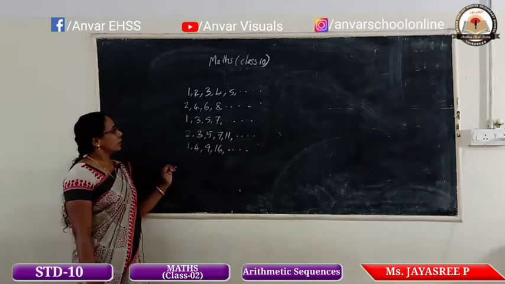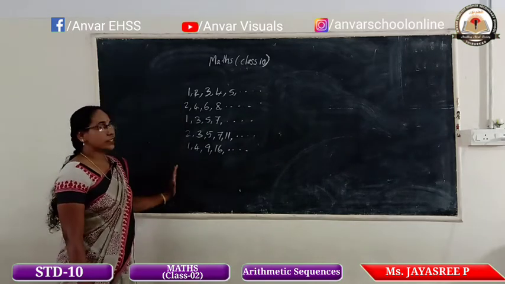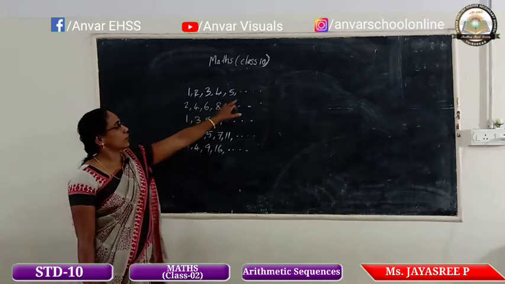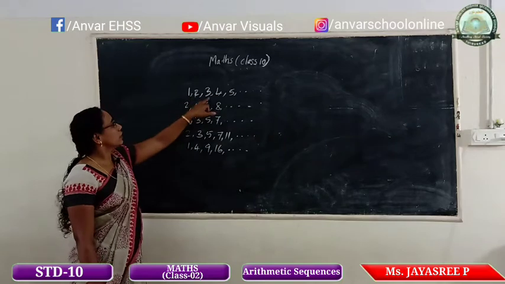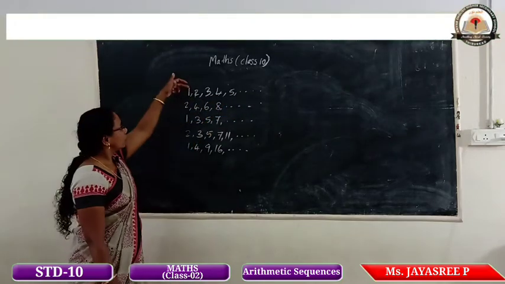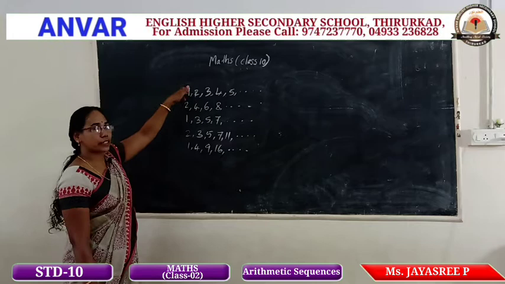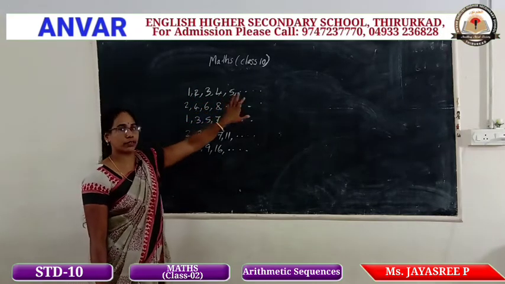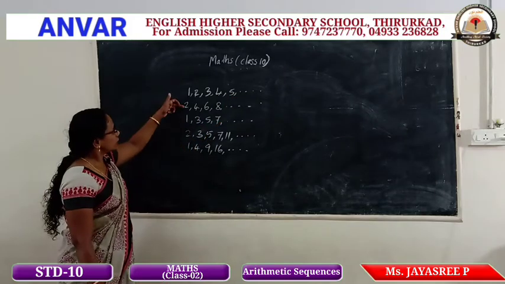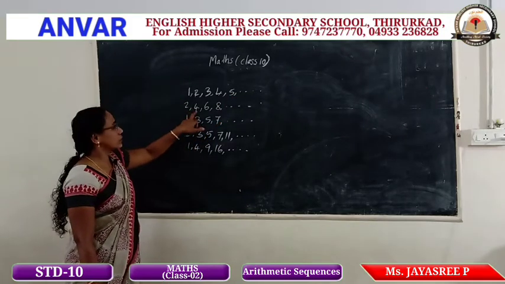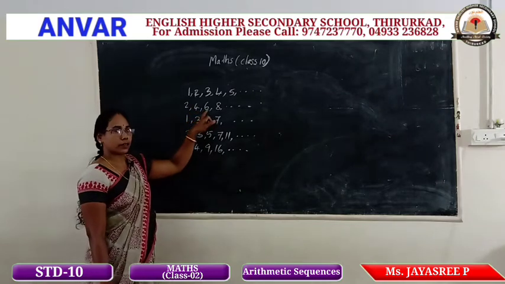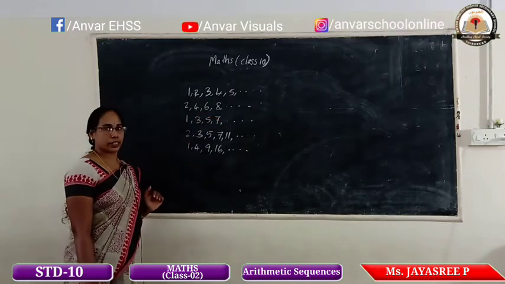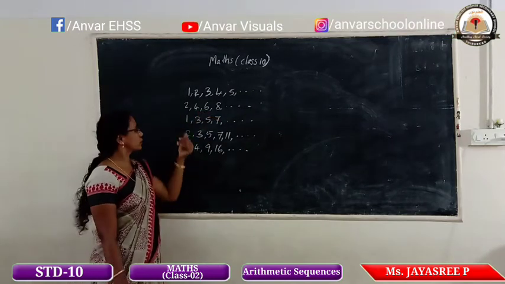Now, here there are some specialties for these sequences. 1, 2, 3, 4, 5, etc. is the natural numbers or counting numbers, and 1 is the first number, 2 is the second number, 3 the third number, 4 fourth number, 5 fifth number, etc. And in this sequence 2 is the first number, 4 is the second number, 6 is the third number, 8, etc. So each number has its own position.